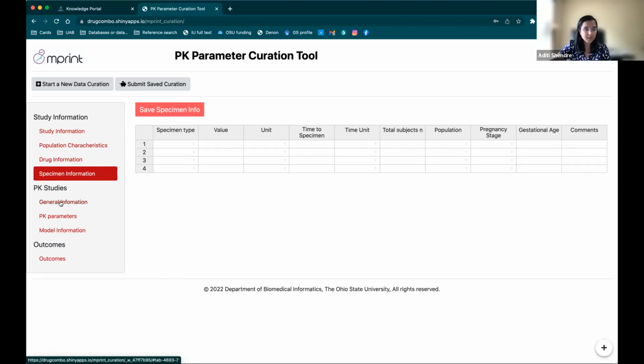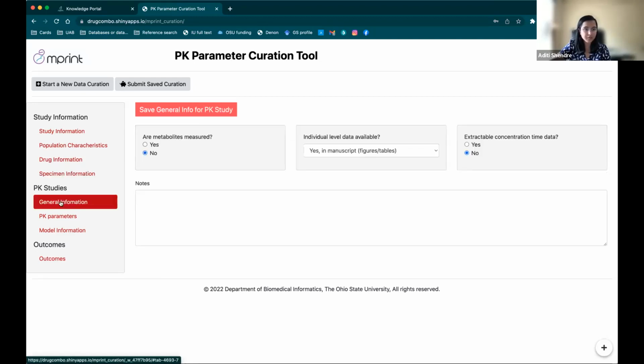For the PK parameters itself, we went back and forth over what we really want to capture. So some general information as to whether metabolites were measured and whether we can see any individual level data, because a lot of PK studies have small sample sizes, so they tend to present the patient level data itself. At this point, it was really difficult to try and get all of it in, and we're not sure if that is something that the users would want to see in the database itself.